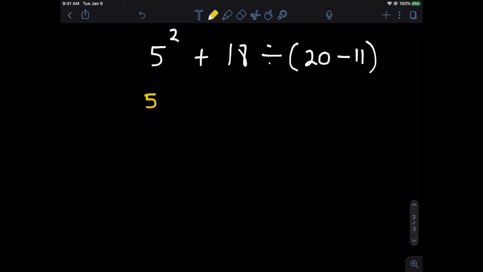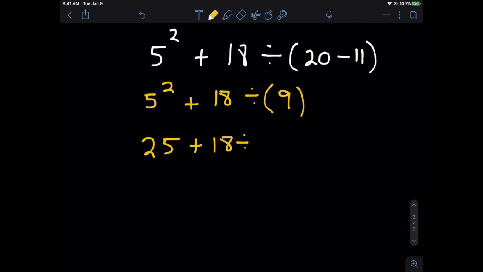Outside we're going to keep everything the same. 5 squared plus 18 divided by, and then 20 minus 11 is 9 last time I checked, right? Now we have to take care of our exponent, 5 squared. 5 times 5 is 25, plus 18 divided by, we can get rid of those parentheses, 9.